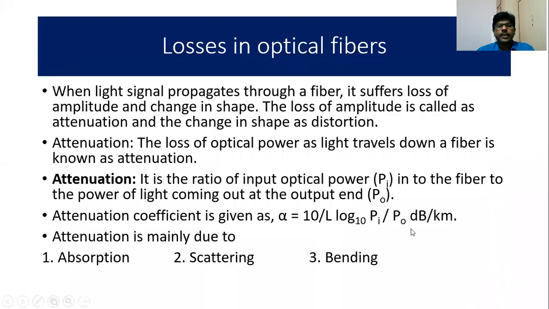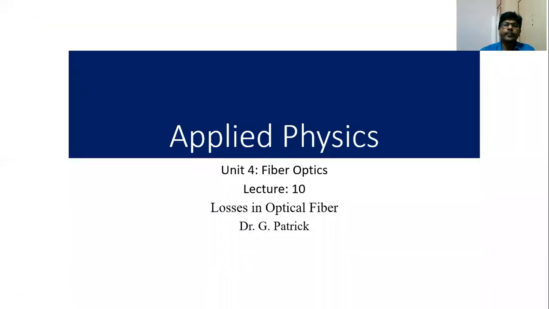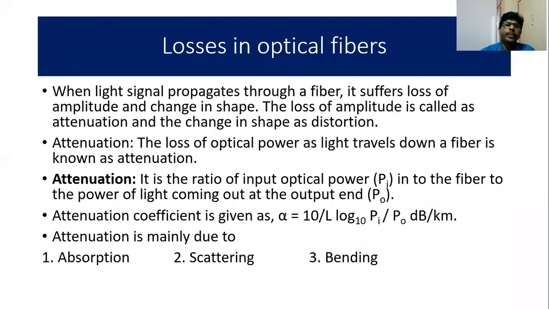In this lecture, we are going to study about losses in optical fibers. This is lecture 10 of unit 4, chapter fiber optics. We have seen that when a light signal propagates through a fiber, it suffers loss of amplitude and change in shape. The loss of amplitude is called attenuation and the change in shape is called distortion.